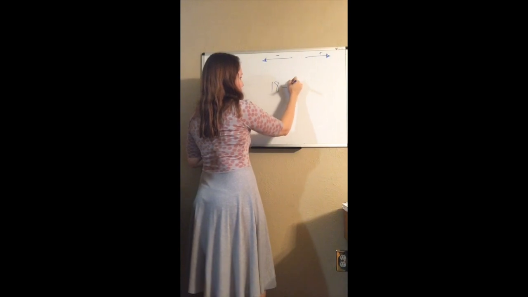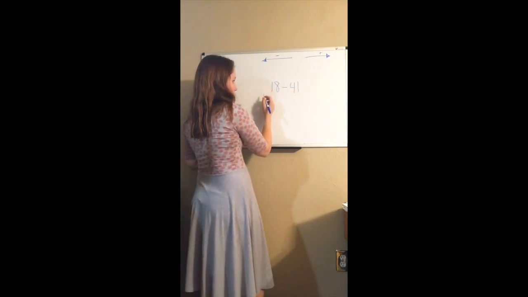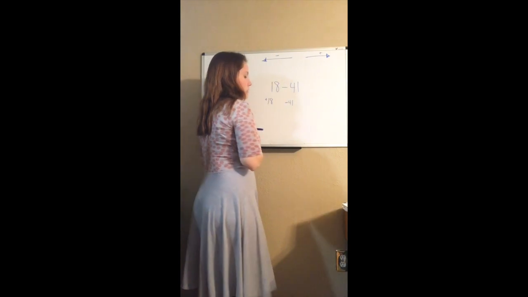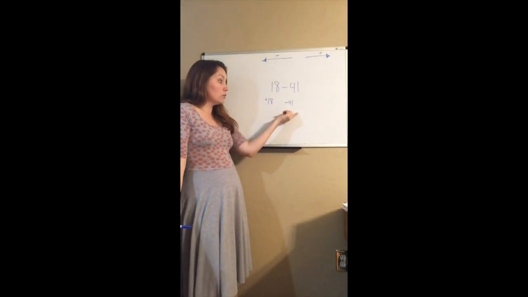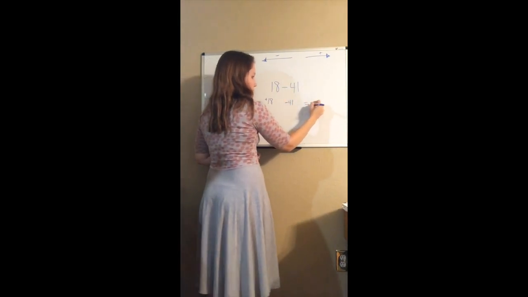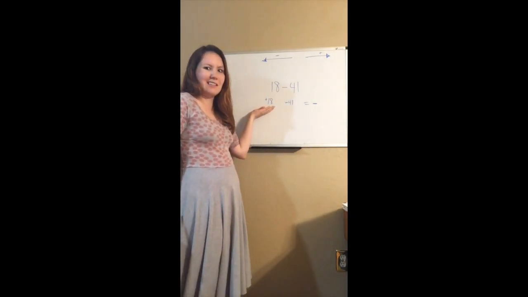18 minus 41. So we have 18 positives and 41 negatives. Which one's the bigger number? Well, 41 is. So we take the sign of the bigger number. So we know our answer is going to be negative. So how do we get to that answer?